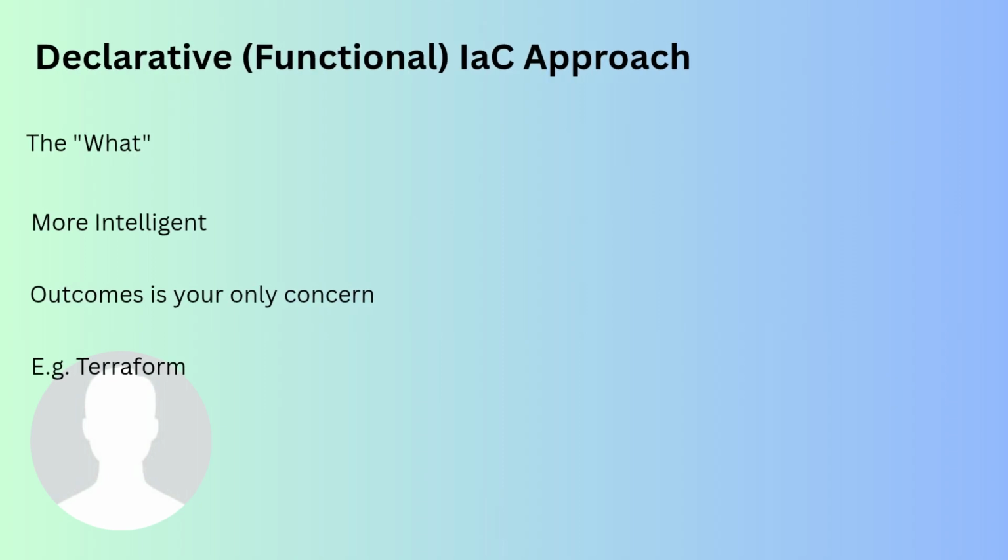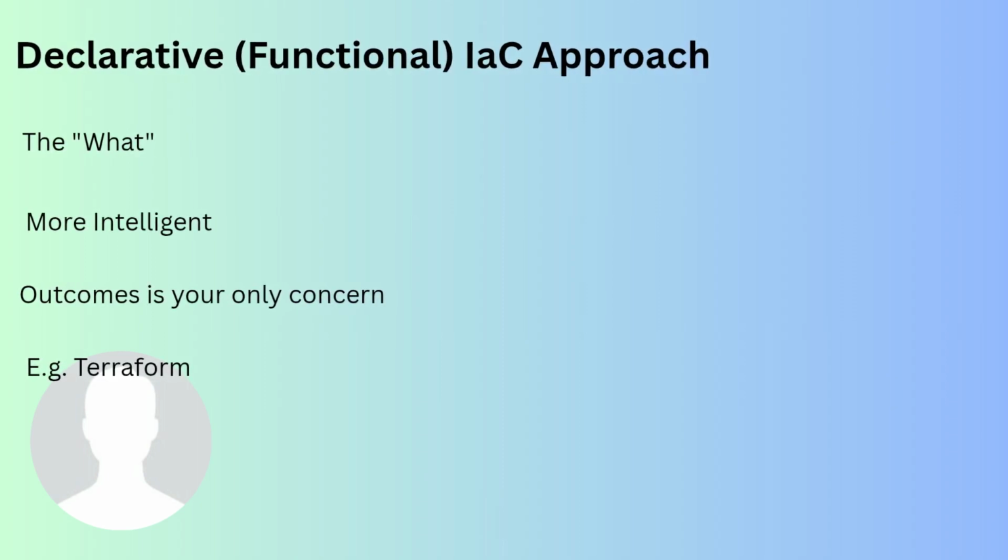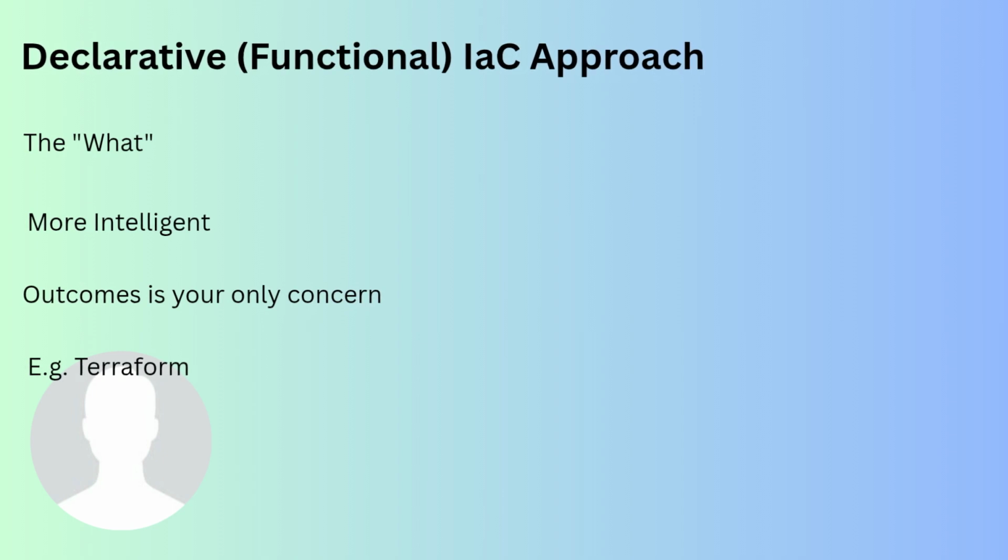Okay, the declarative or the functional approach is more intelligent. You just describe what you want, and it's going to execute every step of the way. So your only concern is the outcome. Regardless of the order the script is going to execute in, all you have to do is describe the final state of the resource or the system you're provisioning. And the automation process is going to configure everything as described. A good example of this would be the Terraform tool. And of course, we're going to look at that in subsequent videos.